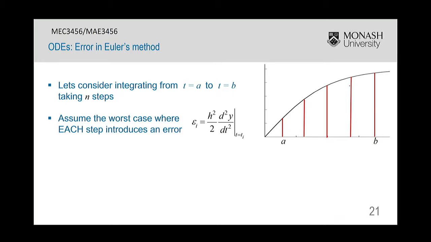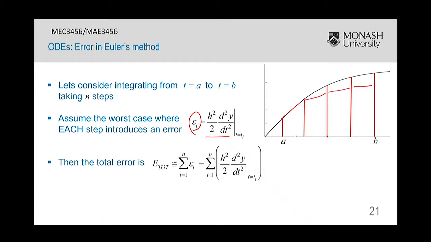Let's assume the worst case scenario where each step introduces an error that's given by h squared on 2 times the second derivative of y on dt squared. Then the total error is just the sum of each of the individual errors as we go across each of these intervals. So the sum total of errors is equal to the sum of epsilon i's, i is equal to 1 to n, where there's n intervals.